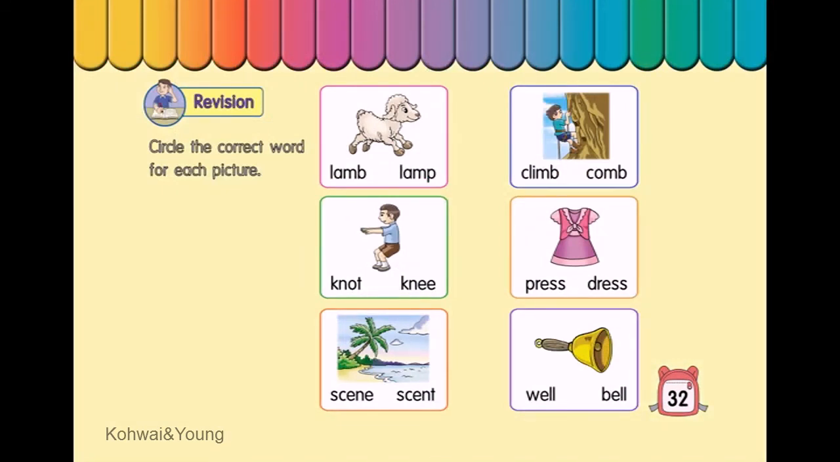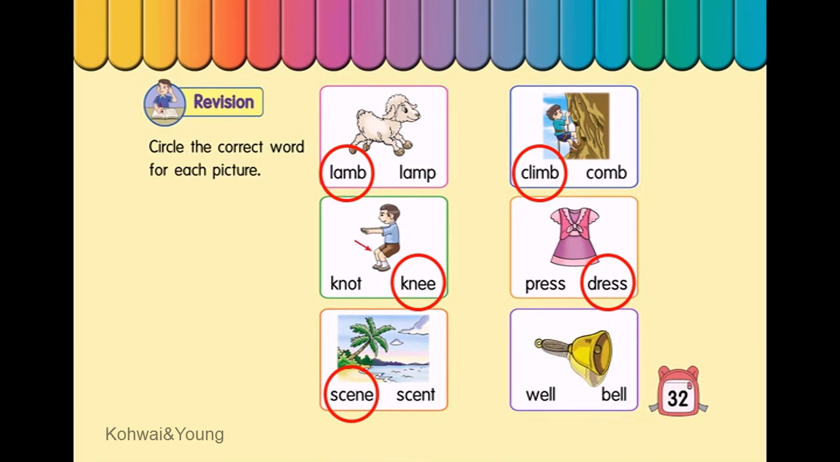Revision. Circle the correct word for each picture. Lamb, climb, knee, dress, scene, bell.